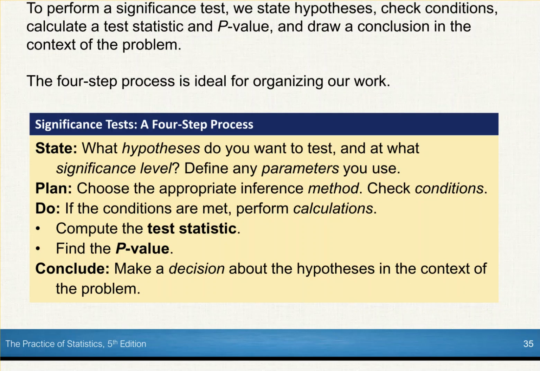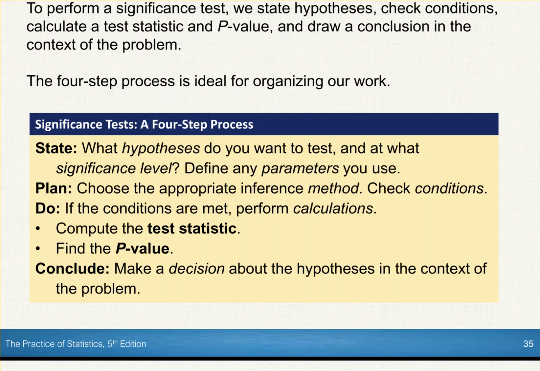So state what hypothesis, so the null hypothesis, the alternative hypothesis, do you want, etc. What do you want to test, and at what significance level? So what alpha are we going to use and whatnot. Define any parameters you use. So again, are we going to use the population proportion, the mean, etc.? What do they represent?